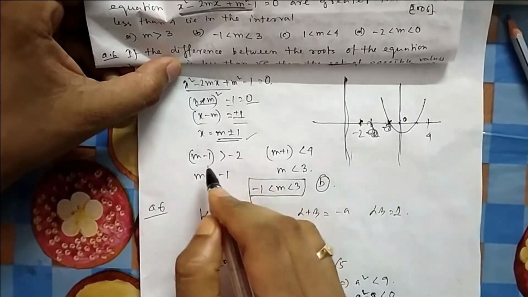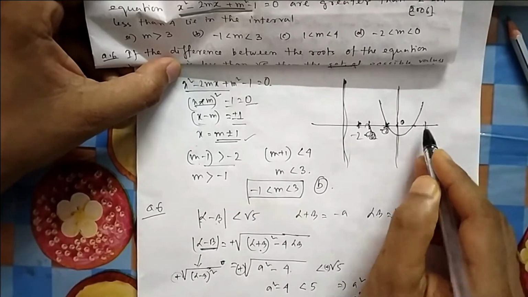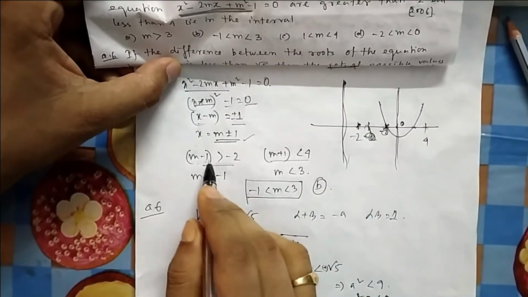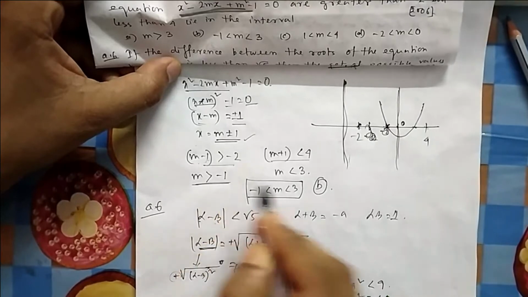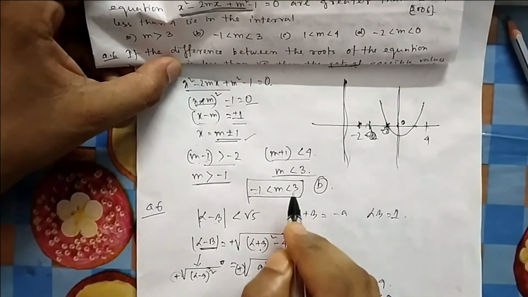So what is the smallest one? It is m minus 1. The smallest one should be greater than minus 2. The larger one should be smaller than 4. So from here if you take minus 1 that side, m should be greater than minus 1. If you take 1 that side, 4 minus 1, 3. That means your m should lie between minus 1 and 3.